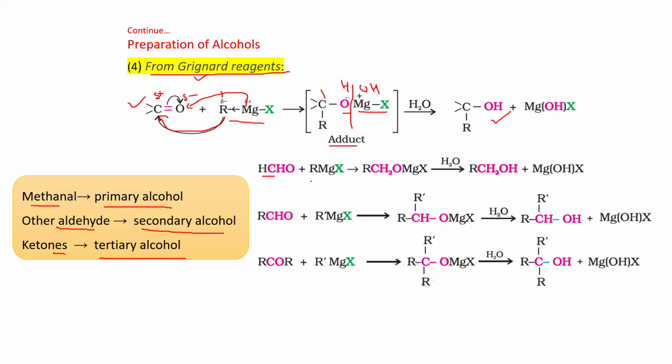This is methanal. When it reacts with RMgX, first we will get this addition product. When this is hydrolyzed, this is a primary alcohol. In case of an aldehyde other than methanal, the final product is a secondary alcohol. In case of a ketone, we will get a tertiary alcohol. Now let us see, all these reactions can also be represented like this.